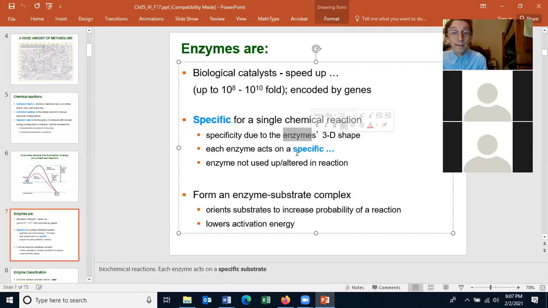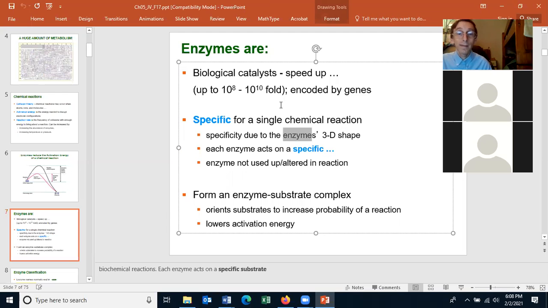And then lastly, enzymes are not used up and altered in a chemical reaction. So when a biological enzyme grabs onto a substrate and converts that substrate to a product, at the end there, that enzyme returns to its original shape and then can grab another substrate and then can repeat this chemical reaction countless numbers of times. The enzyme is not used up or altered in the chemical reaction.